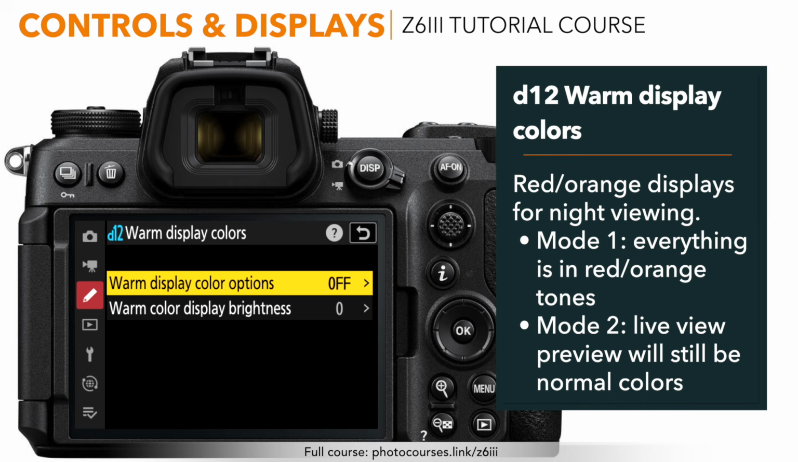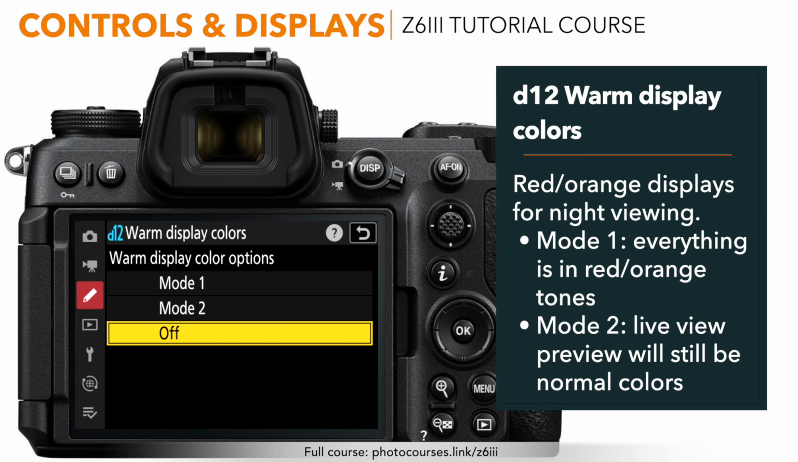Warm display colors. You can use this option to reduce the strain on your eyes and/or preserve your night vision in dark environments. All of the symbology, the menus, and all of the overlays on the screens are going to turn an orange-red color, and there are two mode options in this menu.